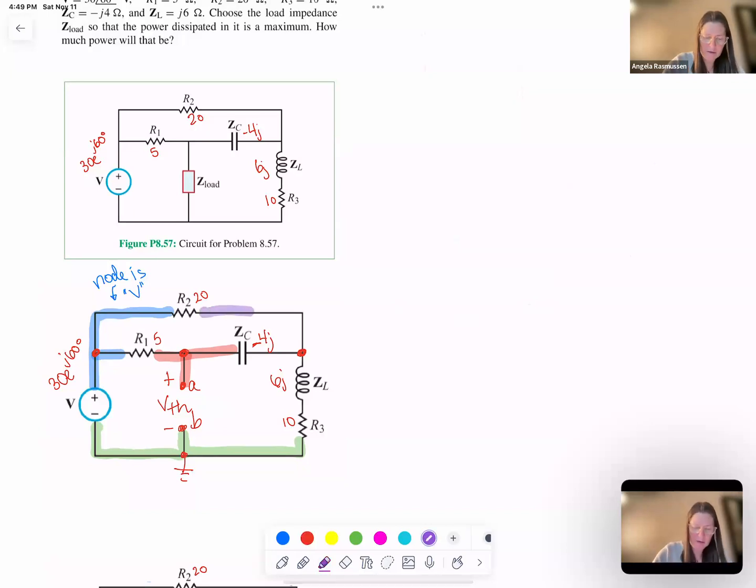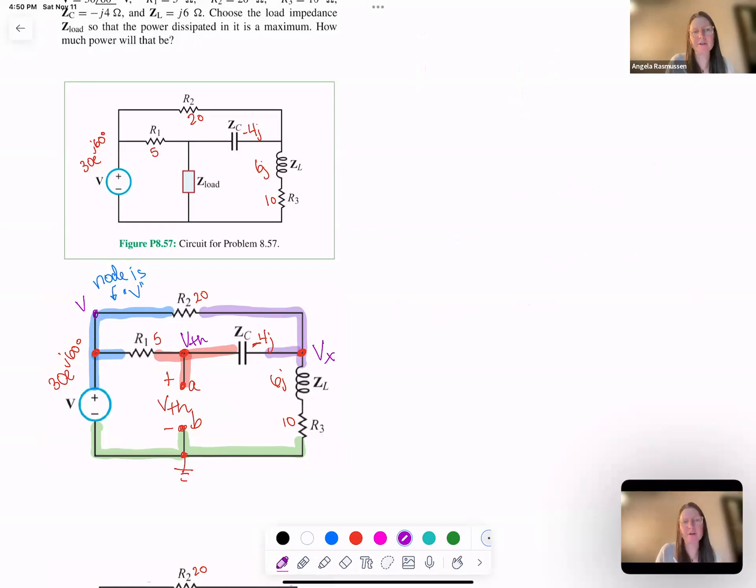And this node here doesn't have any differentiation, so I want to just call that a new node name. I'm going to call this Vx as an unknown. And this node is VTH and this node is V. I'm going to label those a different color, bright purple. Okay, so Vx, VTH, and then this whole node over here, all of that blue wire is V.